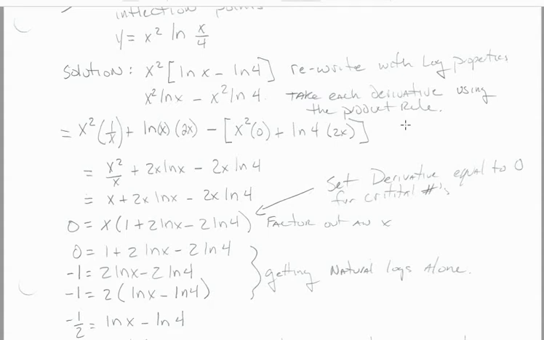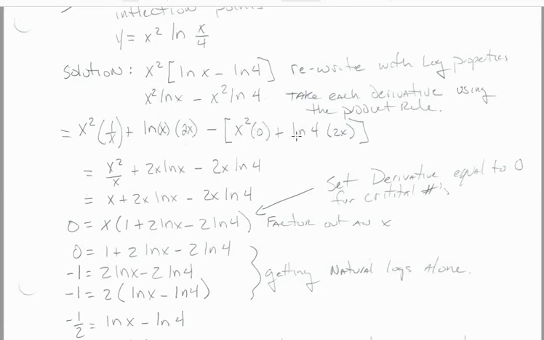If we take the derivative of the left-hand term, it's a product rule. So first times the derivative of the second plus second times the derivative of the first. We take the first term, which is x squared, times the derivative of natural log of x, which is 1 over x, plus natural log of x times the derivative of x squared, which is 2x. So we've done the left-hand side.